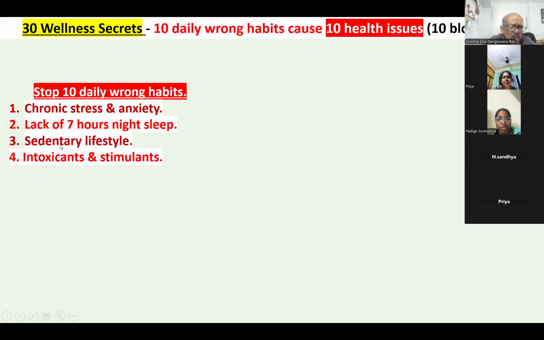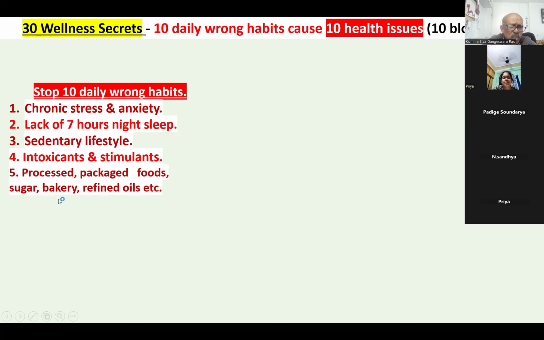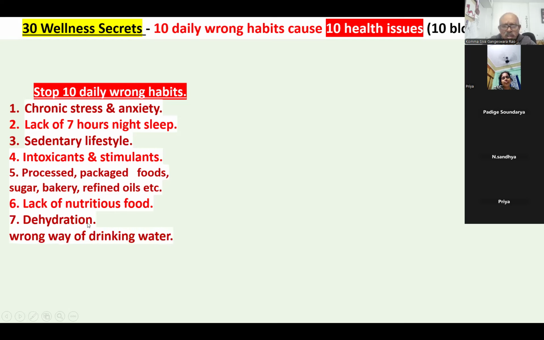Intoxicants means alcohol, tobacco, coffee, teas, processed packaged foods, sugar, bakery, refined oils, etc. Nutritious food. We are not eating nutritious food. What is nutritious food? Sprouts, fruits, and all that. Dehydration, not drinking sufficient quantity of water, and also the wrong way of drinking water. First of all, తాగడమే లేదు, on top of that the wrong way. What is the wrong way of drinking water? We should not drink water and eat food. If you drink water, wait for 20 minutes. While eating, you should not drink water. And only after 2 hours you should drink.